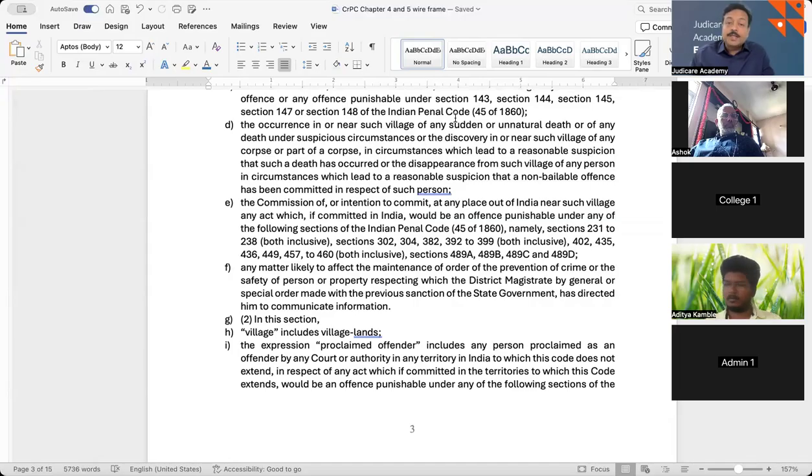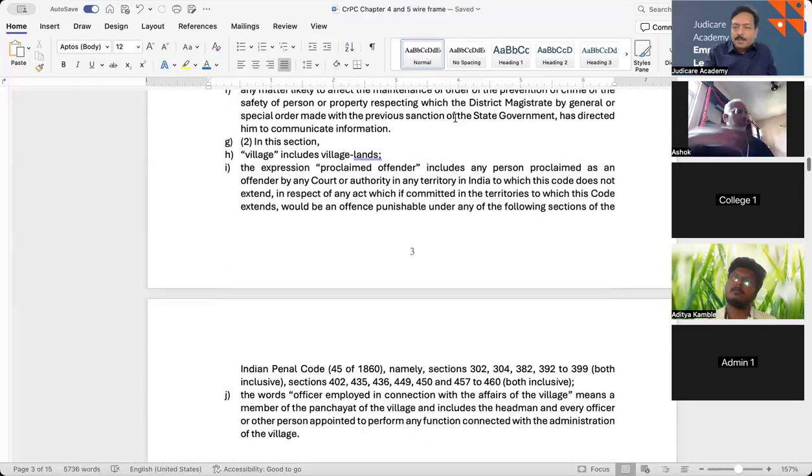The commission or intention to commit, at any place out of India near such village, any act which, if committed in India, would be an offence under so-and-so section is also to be reported. Any matter likely to affect the maintenance of order, the prevention of crime, or the safety of persons, so anything on the earth. So section 39, everything or property respecting which the district magistrate, by general or special order made with the previous sanction of the state government, has directed him to communicate information. In this section, village includes village lands, and the expression proclaimed offender is defined further in CrPC. You will come to know today.